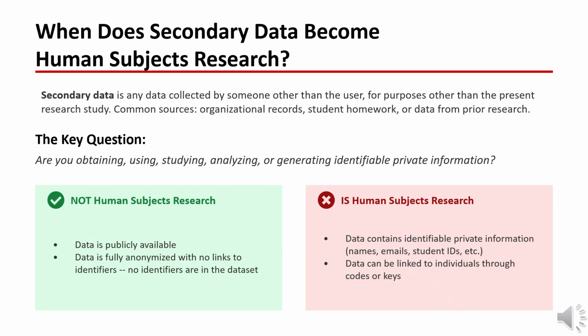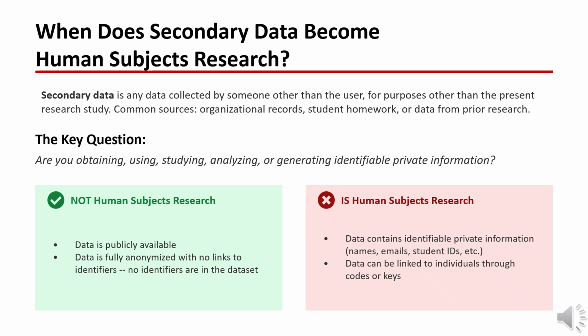So, what makes secondary data use rise to the level of human subjects research that requires IRB review? It hinges on one question. Are you accessing identifiable private information about participants? If the data is publicly available, there's no need for IRB review because the data isn't private. Similarly, if the data you are accessing doesn't have any identifiers in it, you're accessing an entirely anonymized database, you're not conducting human subject research.